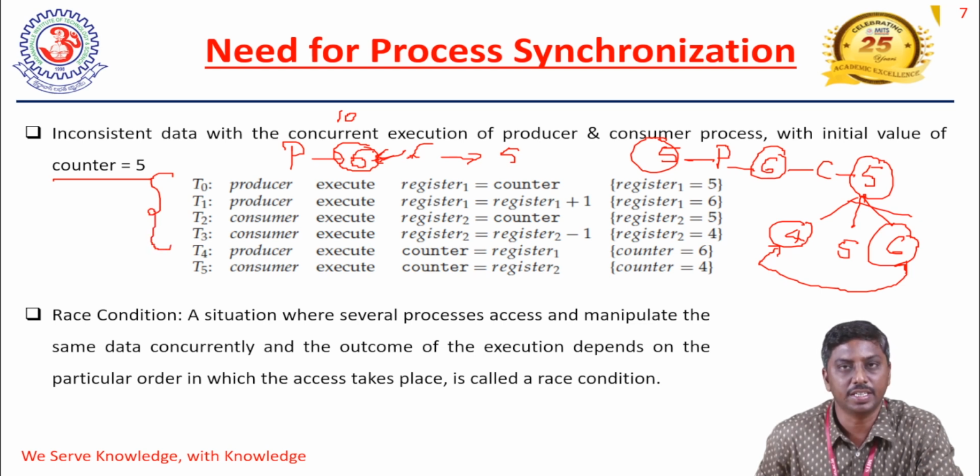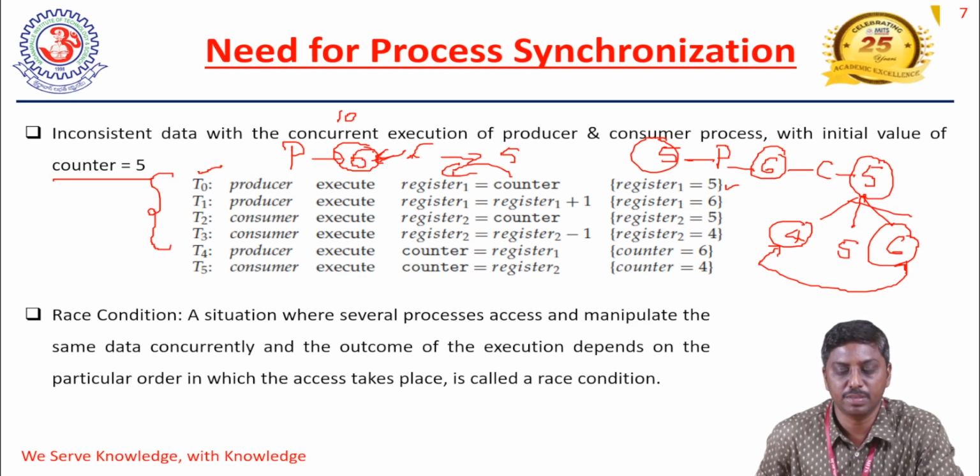So here is a scenario where it can show how the counter value will become 6. Assume that at time slot T0, the producer started its execution. What is the statement in the producer? The counter plus plus is replaced with 3 different statements. What is the first statement? The counter value is moved to register 1. The initial value of counter is 5, so after the execution of this statement, register R1 will get 5.